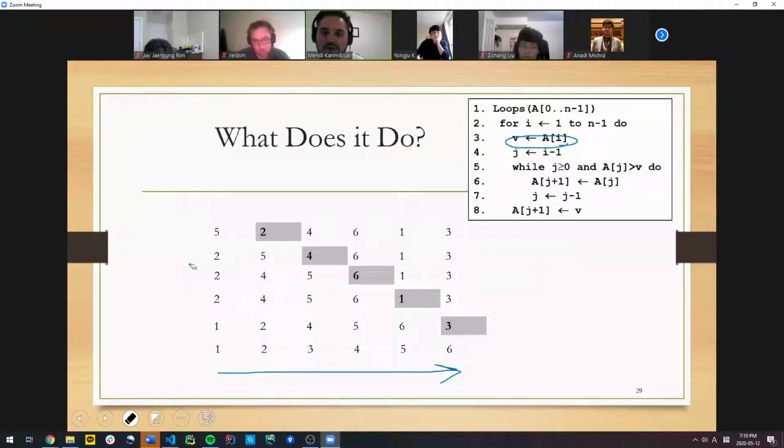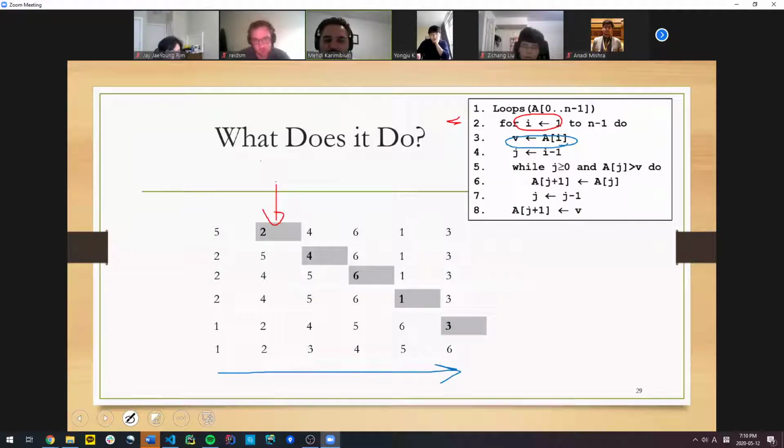So A[I] on line 3 is going to a local variable. We call it V, right? So what is A[I], starting from 1? That's the for loop here. So I starts from 1. So A[1] is 2, right?